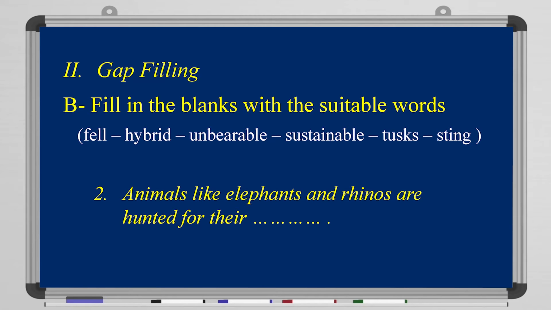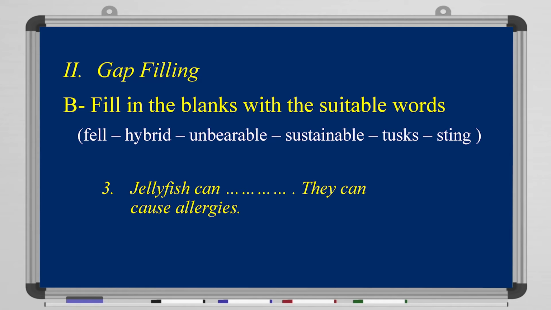Animals like elephants and rhinos are hunted for their tusks. Very good. It's easy because of the word elephants, right? Let's look at number 3. Jellyfish, they can cause allergies. So a jellyfish, what can it do to you? It can sting you. Very good. Excellent. I'm sure you got those right.